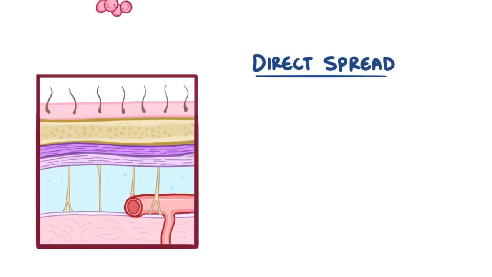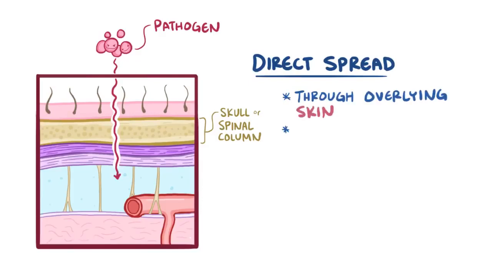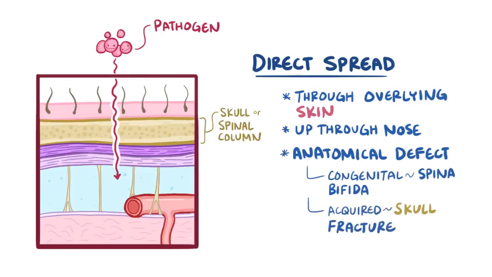Now, there are 2 routes that an infection can take to reach the cerebrospinal fluid and leptomeninges. The first way is direct spread, which is when a pathogen gets inside the skull or spinal column, and then penetrates the meninges, eventually ending up in the cerebrospinal fluid. Sometimes the pathogen will have come through the overlying skin or up through the nose, but it's more likely that there's an anatomical defect to blame. For example, it could be a congenital defect, like spina bifida, or an acquired one like a skull fracture, where there might be cerebrospinal fluid leaking through the sinuses.